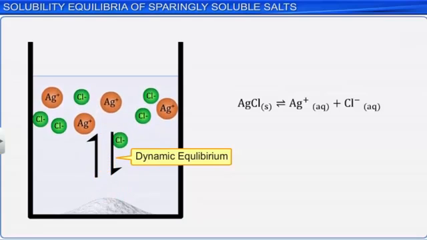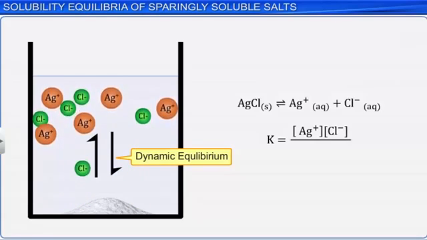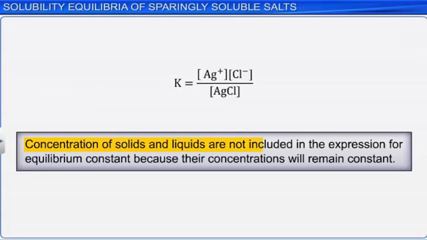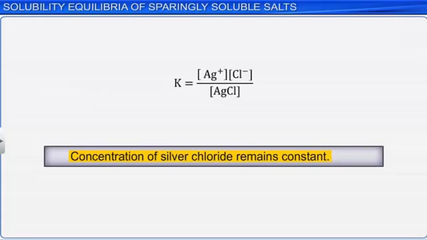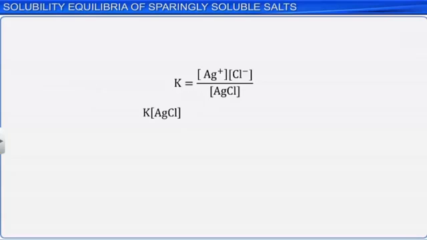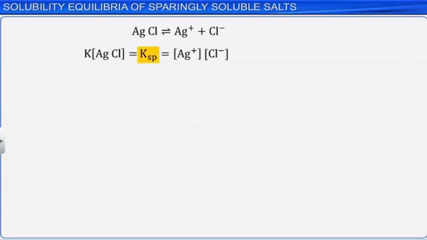The equilibrium constant for this equilibrium can be written as K equal to the product of concentrations of silver ion and chloride ion divided by the concentration of silver chloride. You have learned that the concentration of solids and liquids are not included in the expression for equilibrium constant because their concentrations will remain constant. As the concentration of silver chloride remains constant, the product of K and the concentration of silver chloride in the equation is represented by another constant called Ksp, which is the solubility product constant or simply the solubility product. Thus, the above equation deduces to Ksp equal to the product of concentration of silver ion and chloride ion respectively.